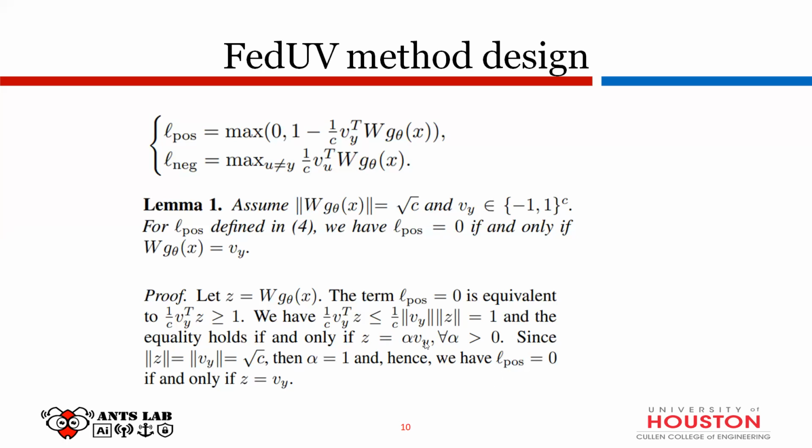So in that case, in order to have L positive be 0, we can only say that the secret embedding is equal to Vy. Keep in mind that this Vy is the secret vector of user Y, which is itself. So this is the first lemma for the proof.